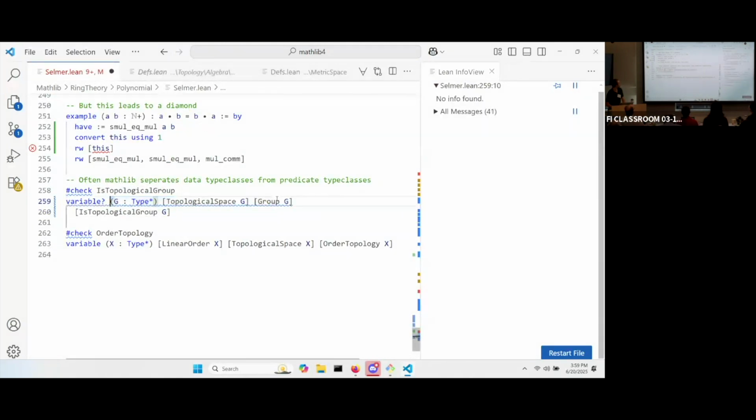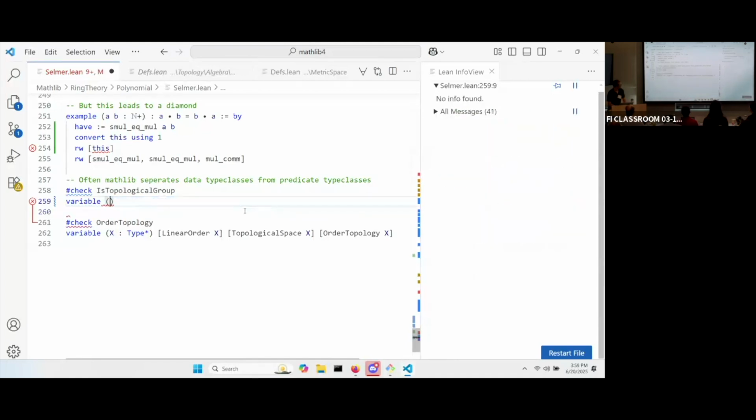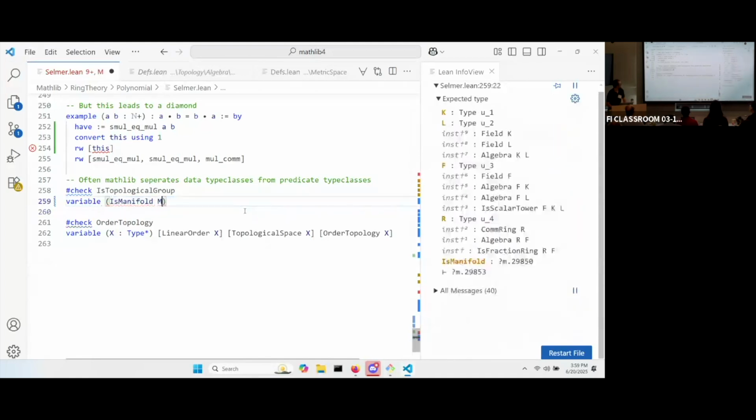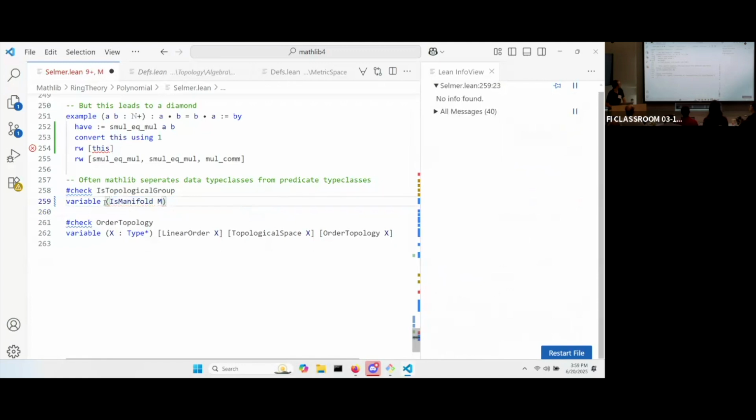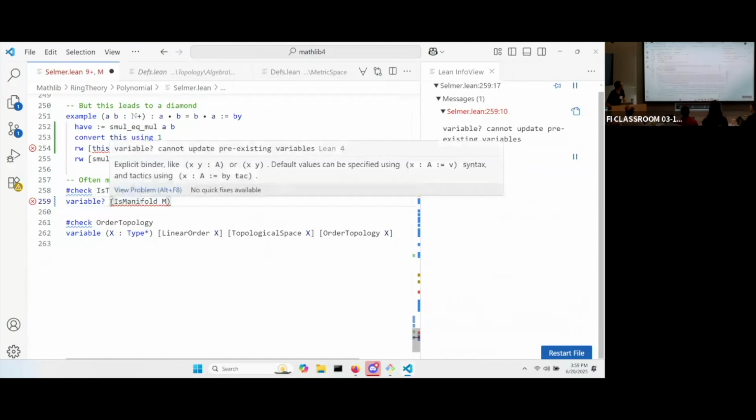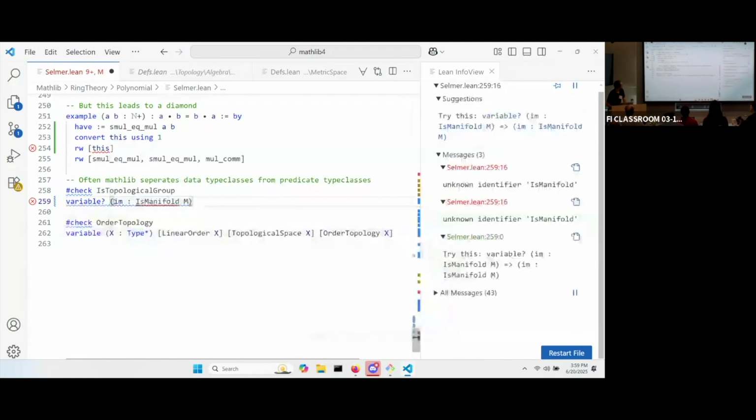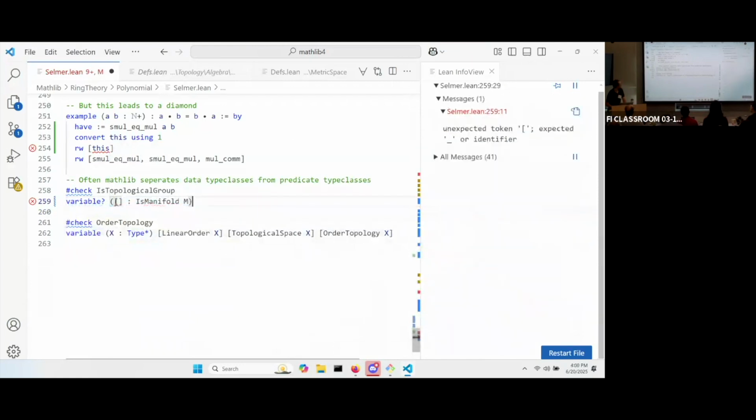Try variable question mark is manifold M or something like that. IM, I guess, is with a question mark. I think you need to say IM. You use square brackets, but it takes two arguments, not one. Oh, sure. Okay, I see.